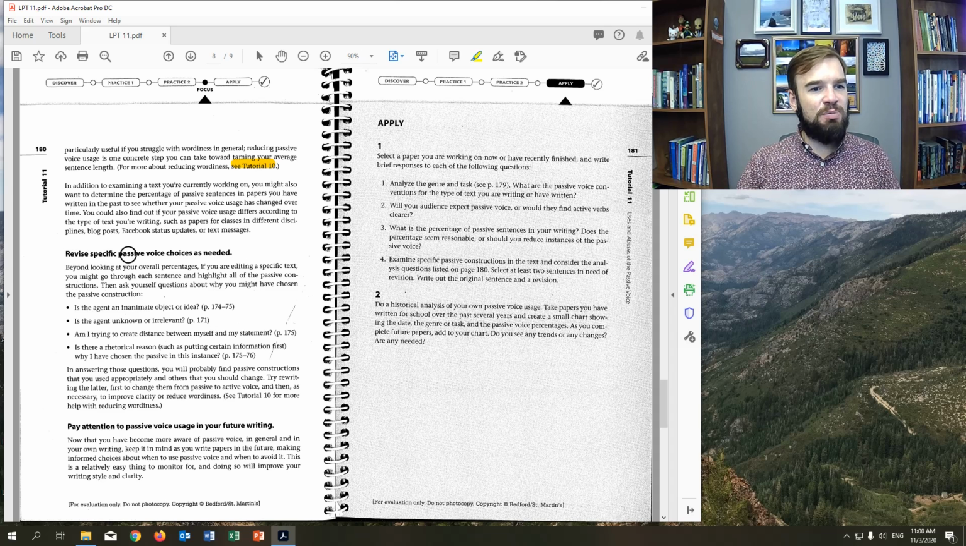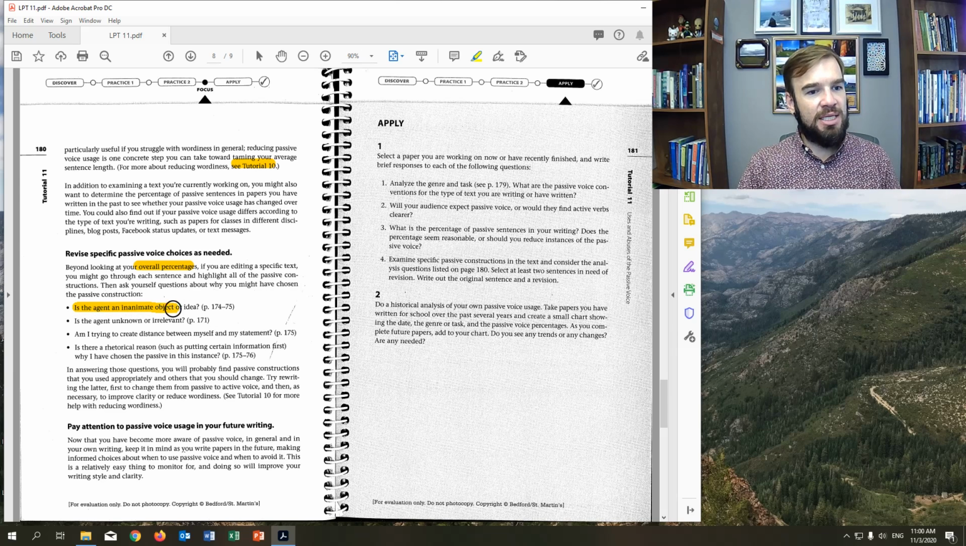Next, revise specific passive voice choices as needed. Now, beyond looking at your overall percentages, if you're editing a specific text, much like we will do and have been doing in this class, you might go through each sentence and highlight all of the passive constructions. Then, ask yourself questions about why you might have chosen the passive construction.